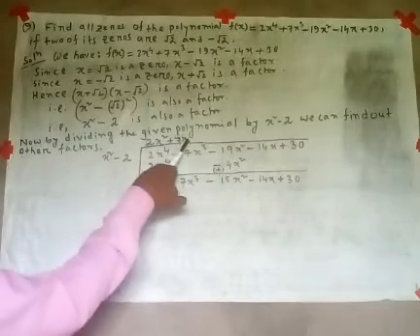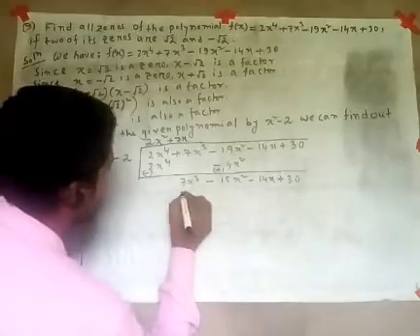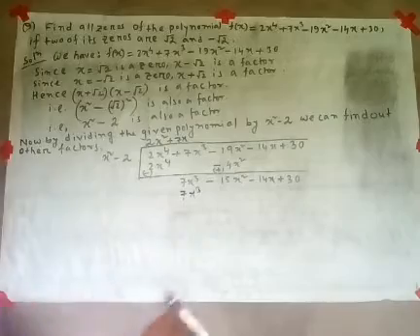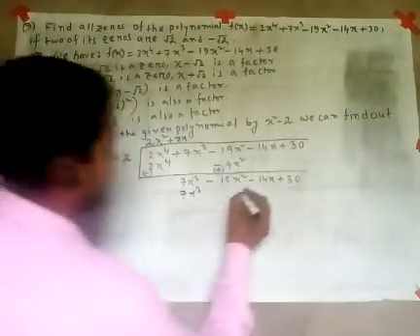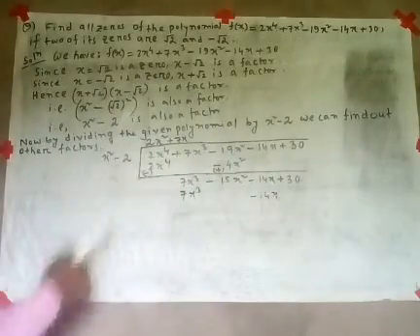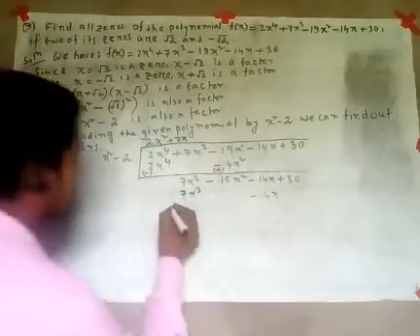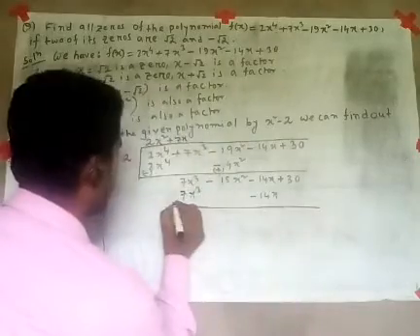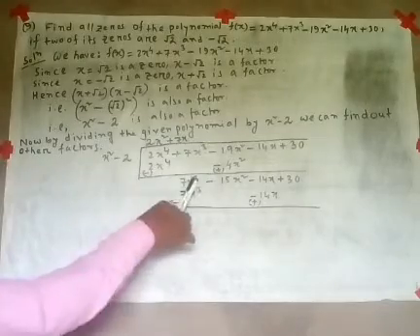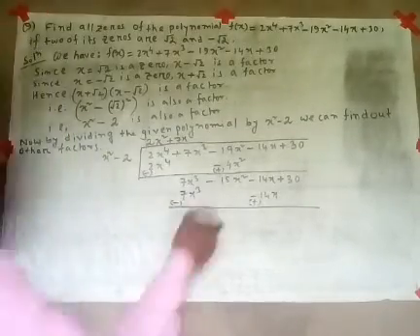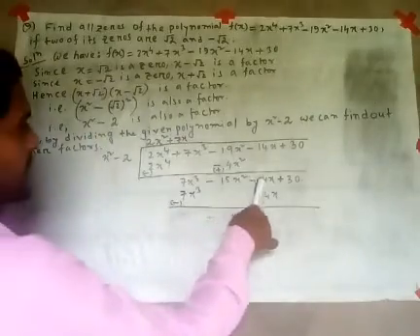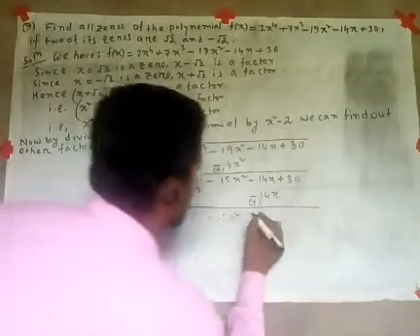Now 7x into x square, we can write 7x cube. 7x into minus 2, minus 14x. Now we have to subtract again, then symbols will be changed. Plus 7x cube minus 7x cube cancel. What remains? Minus 15x square. Minus 14x plus 14x cancel. What remains? Plus 30.